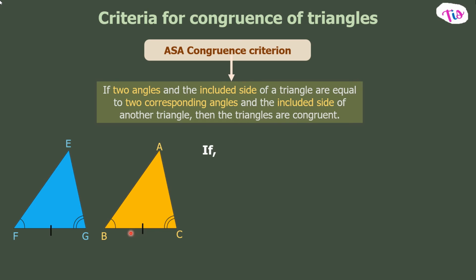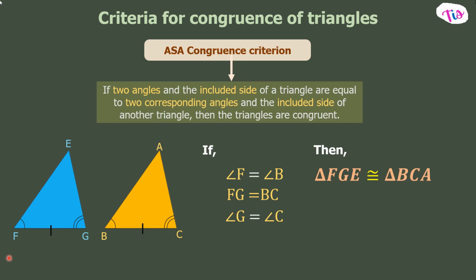So let's write it down. Angle F is equal to angle B, angle G, and FG is equal to BC, right? And the third angle G is equal to angle C. So these two triangles will be congruent. So again, need to be very careful with the order. So FGE will be congruent to BCA.